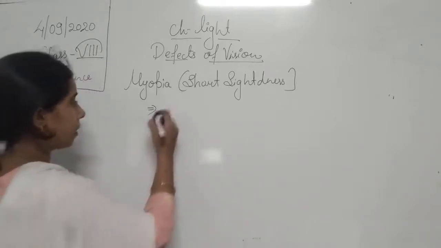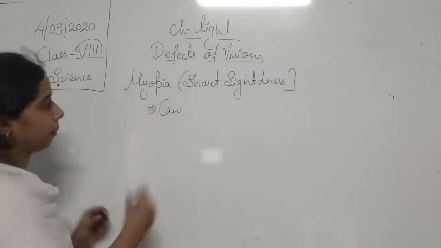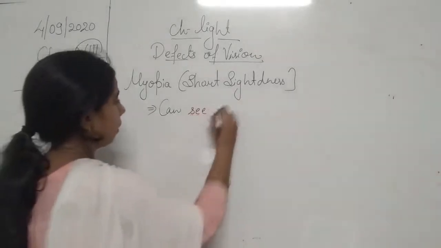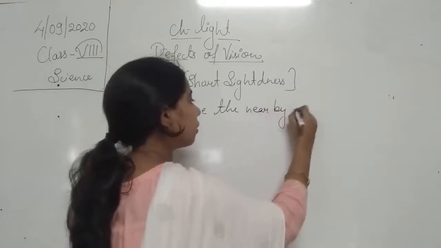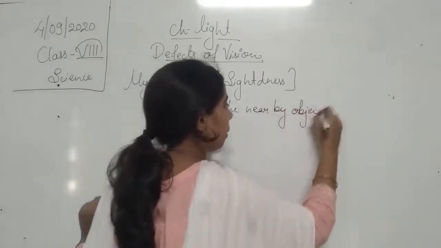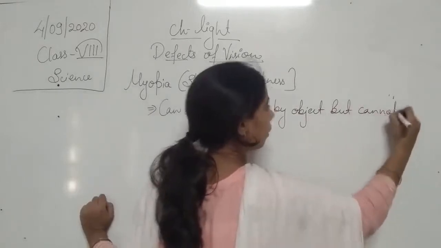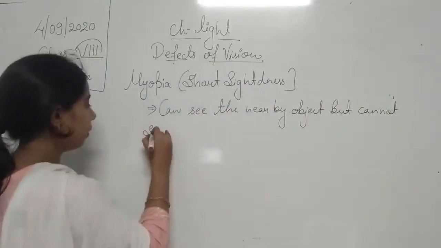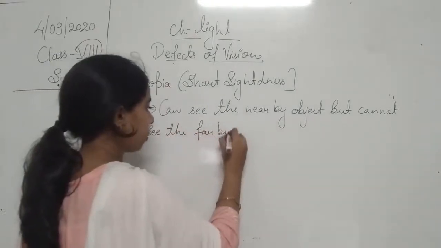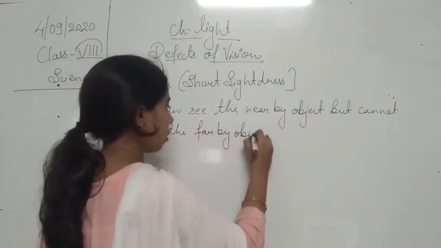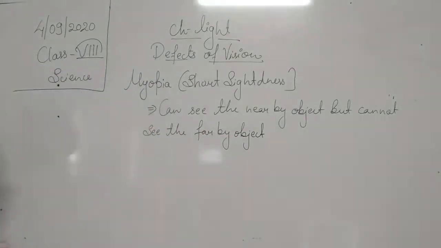So we can write it: can see the nearby object but cannot see the far by object. So can see the nearby object but cannot see the far by object.